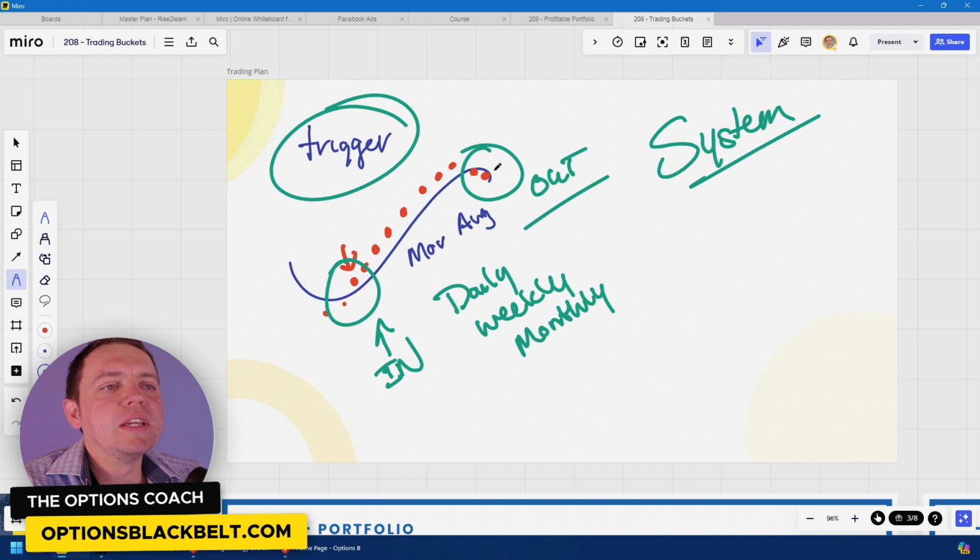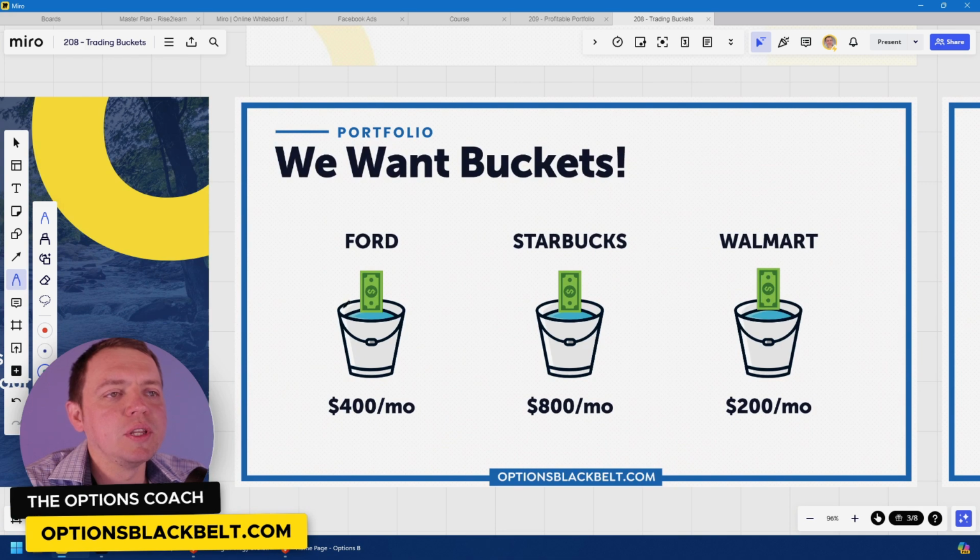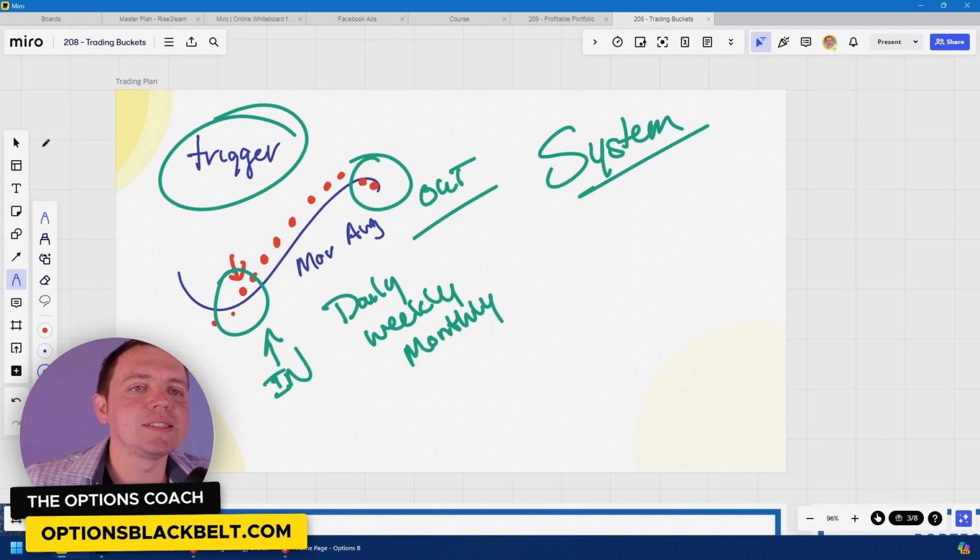As for building this, this is one part of the business. What we might have is we might be doing this on different buckets, like a Ford, a Starbucks, and a Walmart. Each time these are hitting those triggers, you're making a certain amount of money. Depending on how large a position you put in, Ford could go $400, Starbucks might be $800, and Walmart could be $200. Over the course of the month, you've collected a certain amount of money, and now you've got this strategy or system making you that amount of capital.